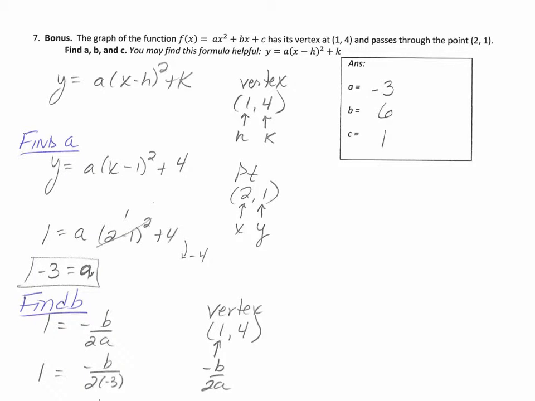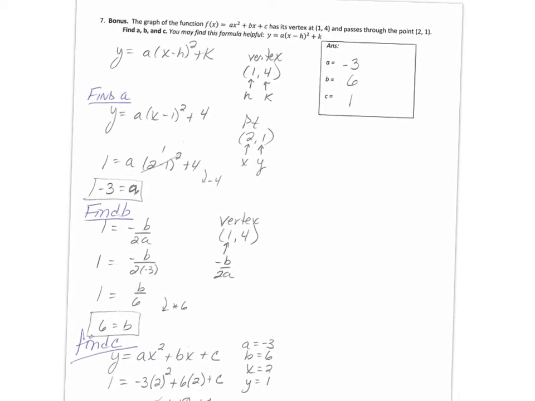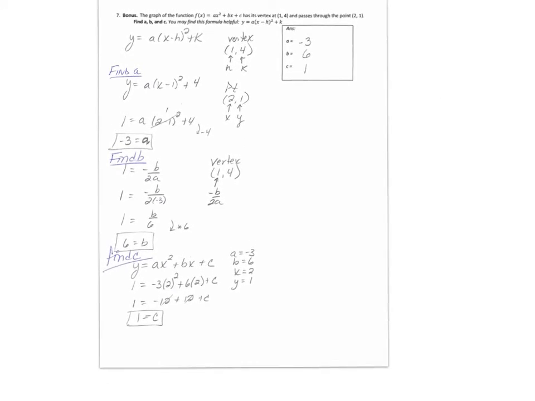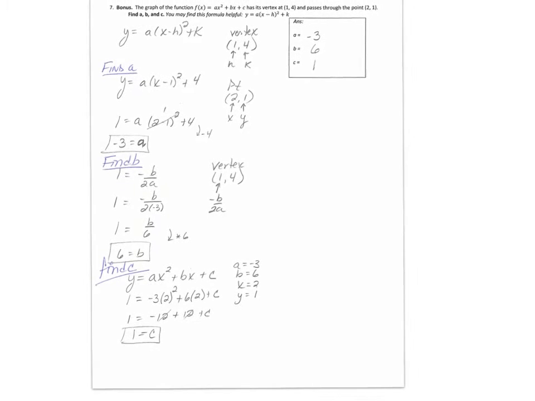The bonus question, make this a little smaller so you can see it all at once. There are a couple of different ways to do this. This is showing you one common way that students have used, and we're given this vertex form. They tell you the vertex 1 and 4, so substitute them in and you get this. Now, they give you the point (2, 1), so you can substitute the 2 in for x and the 1 in for y, and then go ahead and solve for a, and you get negative 3.